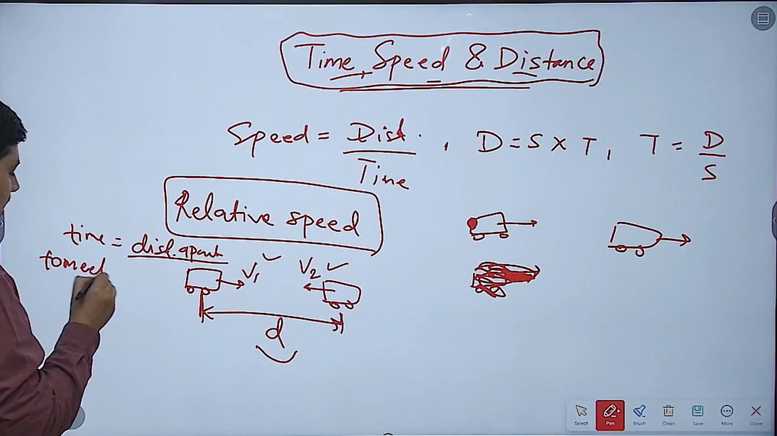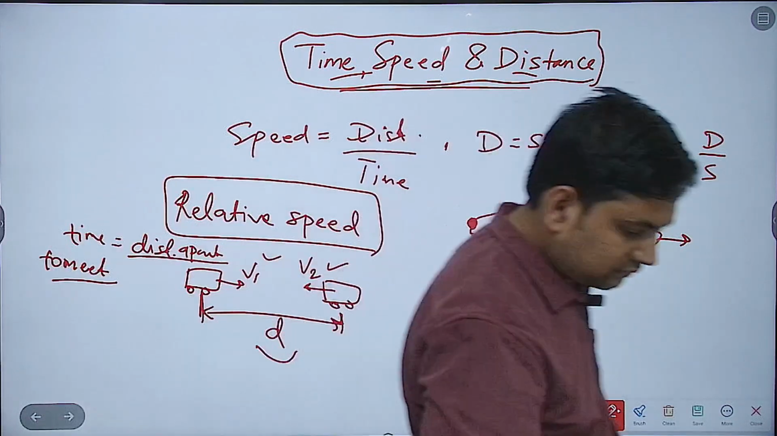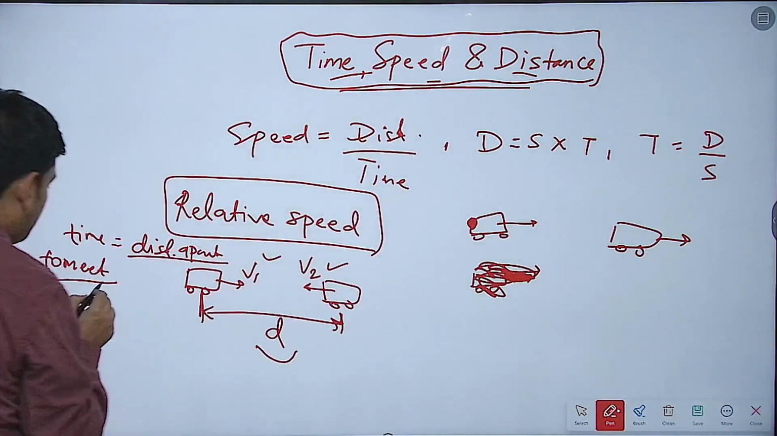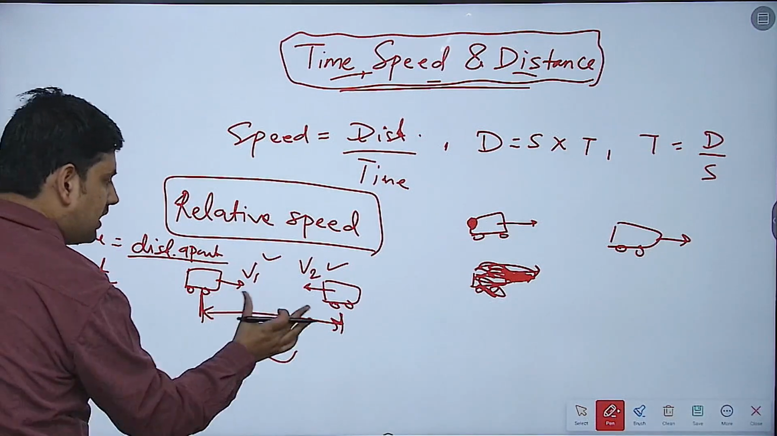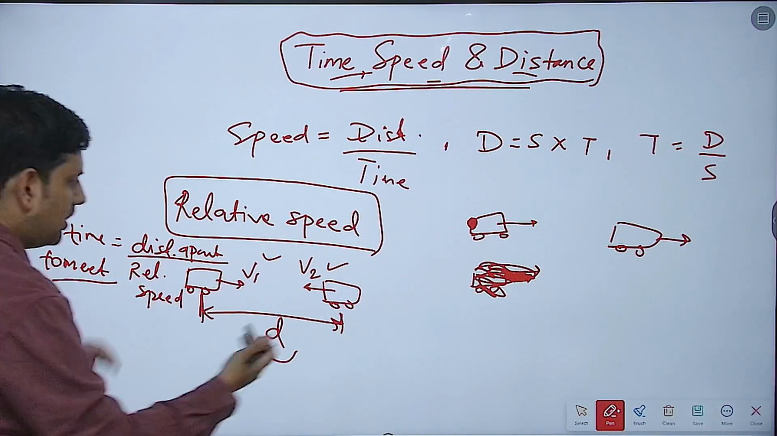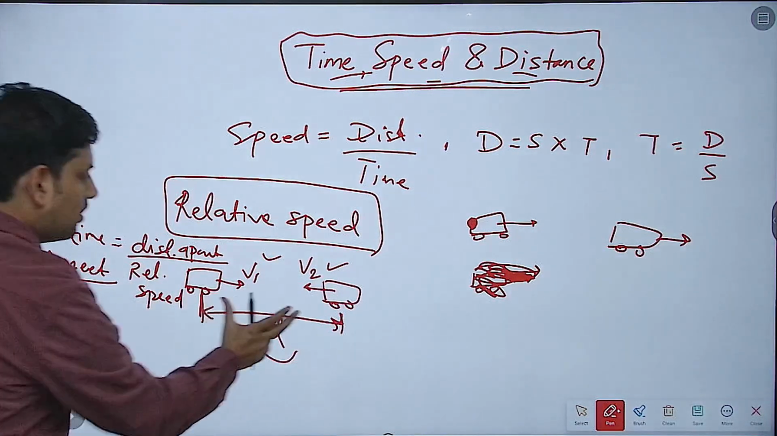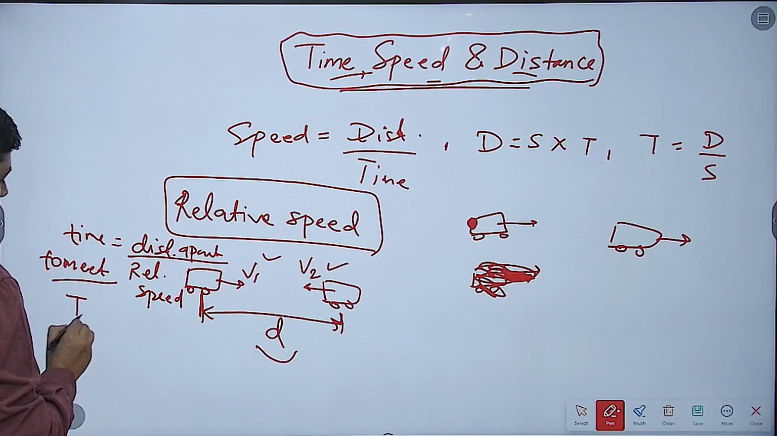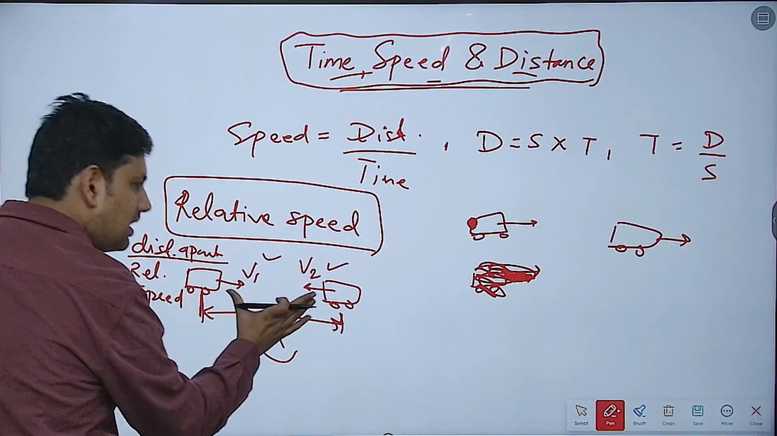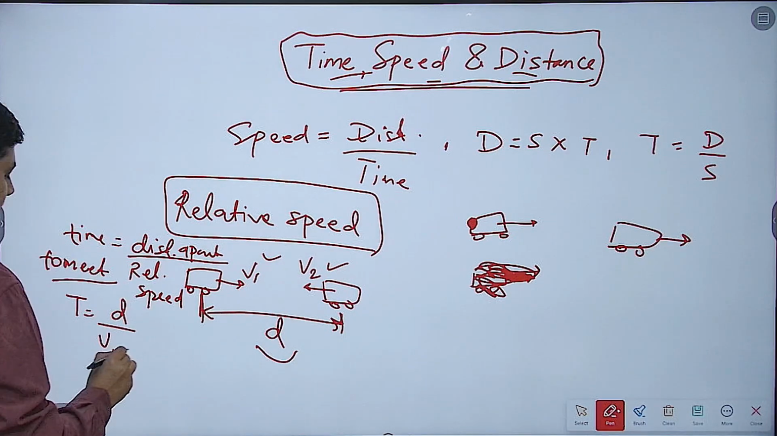will be distance apart divided by the relative speed. Now, relative speed in this case will be what? Because they both are working together to cover this distance. So, in this case, time will be equal to the distance d divided by the sum of their speeds, that is v1 plus v2.